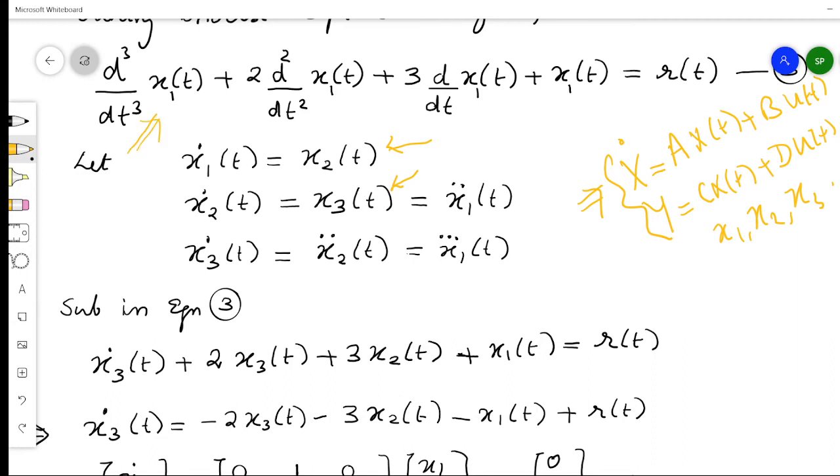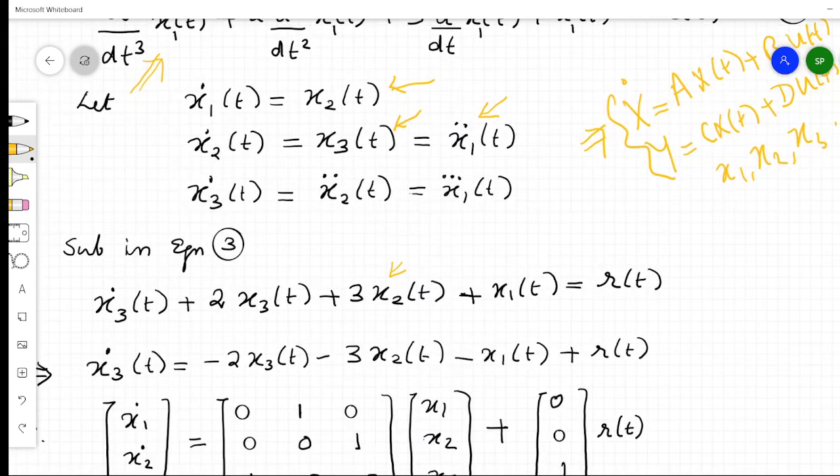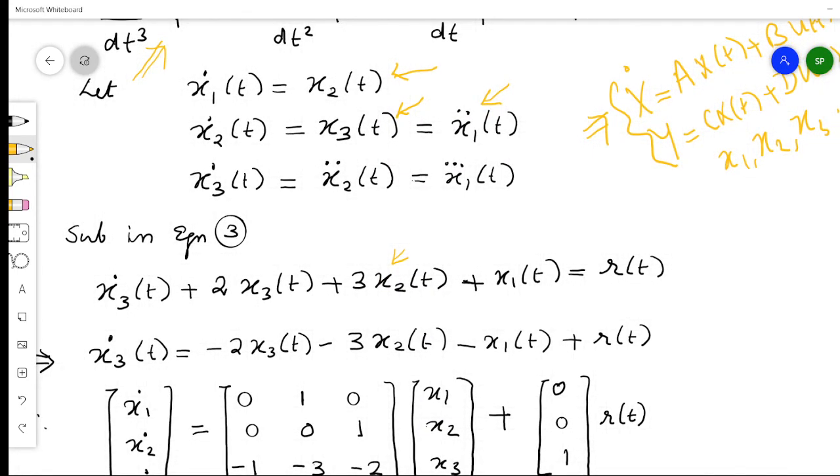So we'll be getting x3 dot t plus 2 d square by dt square x1 t. That is d square means x1 double dot. What is x1 double dot? x1 double dot is this one, that is nothing but x3 t. So we can write it as 2x3 t. Then what is the next value? 3 dx1 t. So dx1 means it is x1 dot, and x1 dot we know is x2 of t. So we are substituting x2 of t here. Then x1 t we will keep like that, and the right hand side we are keeping as it is. We are not changing it.